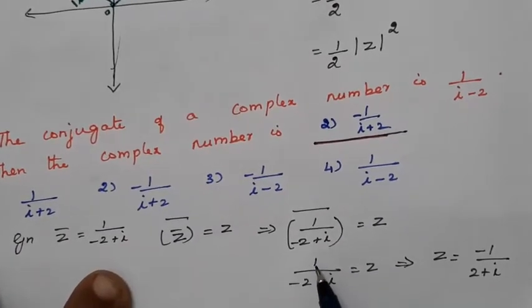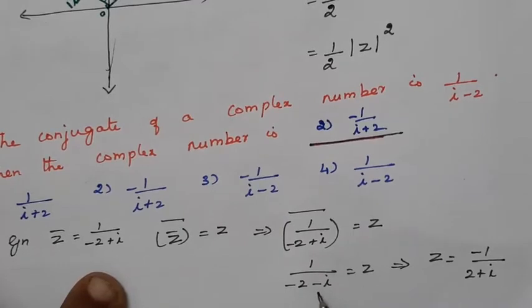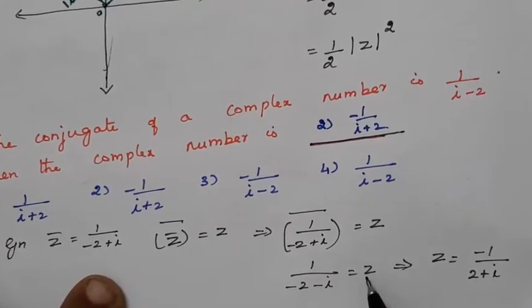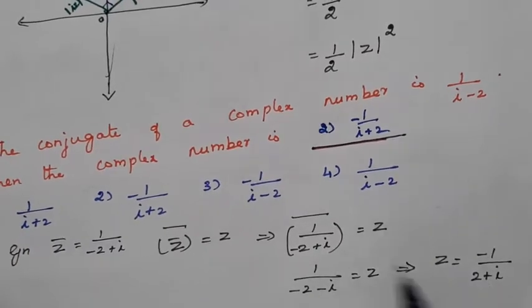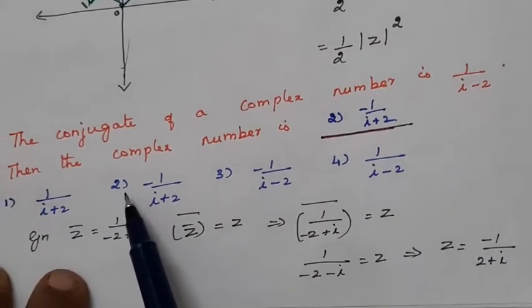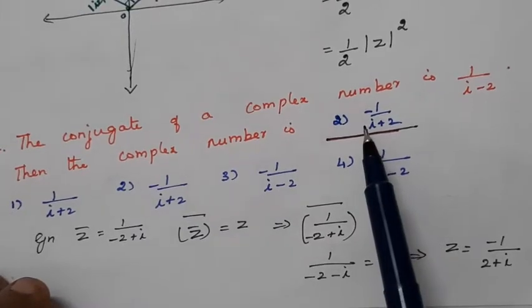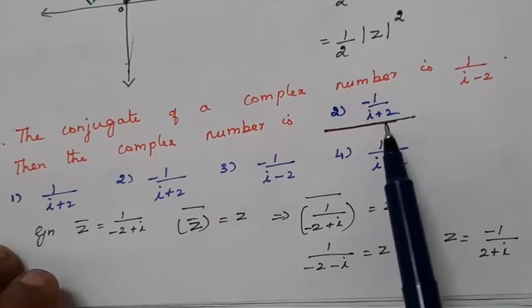The conjugate of the numerator is 1 and the conjugate of the denominator is −2−i. So this will be our z. Taking minus common outside, z will be equal to −1/(2+i), and this is nothing but the second option. So the answer for this question is the second option, −1/(i+2).